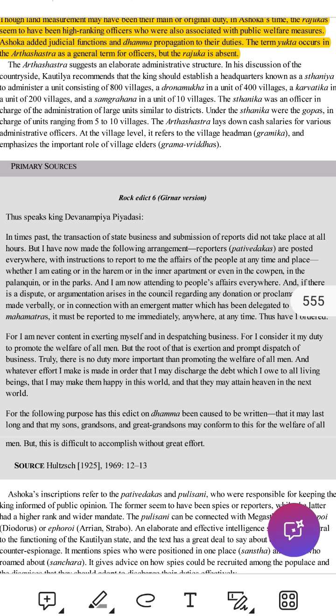Gramavridas, village elders. These were the wise older people in the village. The elders gave advice to the village headman and helped him make important decisions. People trusted the elders because of their experience and wisdom.